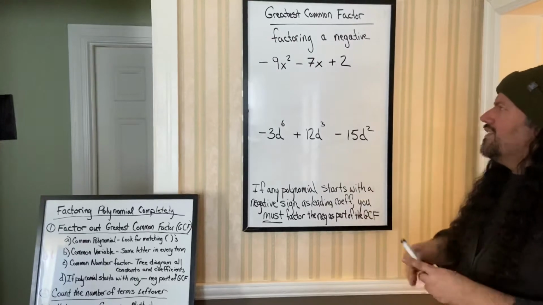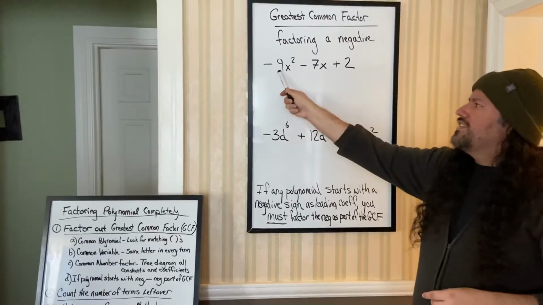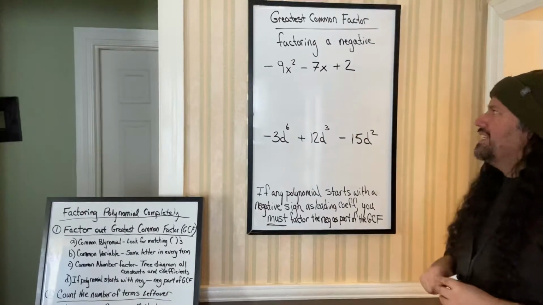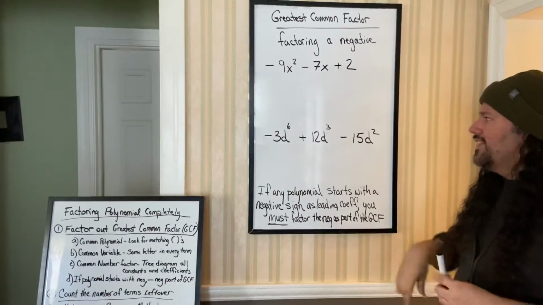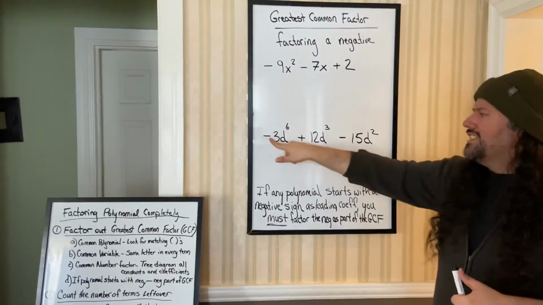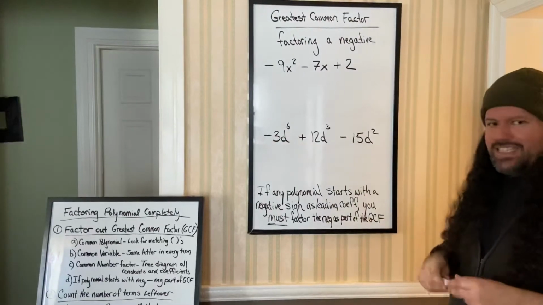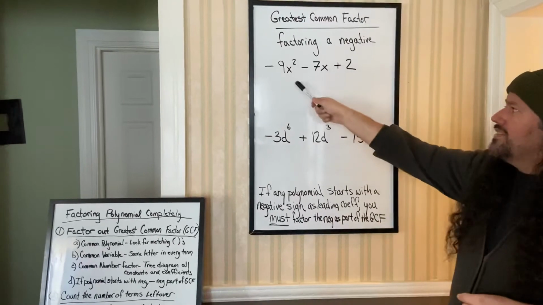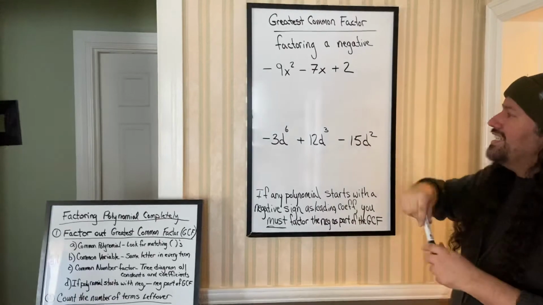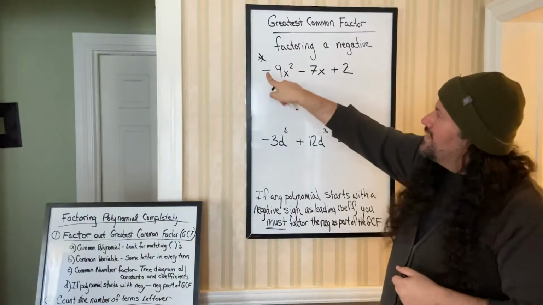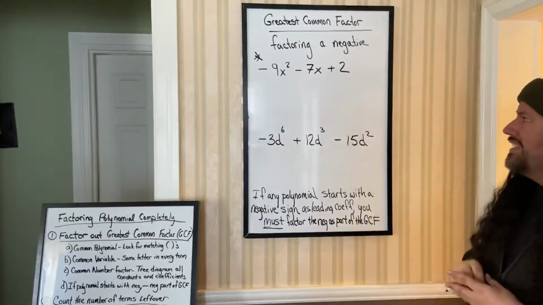What I mean by leading coefficient, notice how this first coefficient has a negative. That's what I mean if your polynomial starts as a negative. It doesn't mean that they all have to have a negative sign. It's just that your leading term, if it has a negative, you must take that out as part of the GCF. So let's do the first one. You can see this clearly does have a negative. A little star here. You can see that there's a leading term that's a negative.